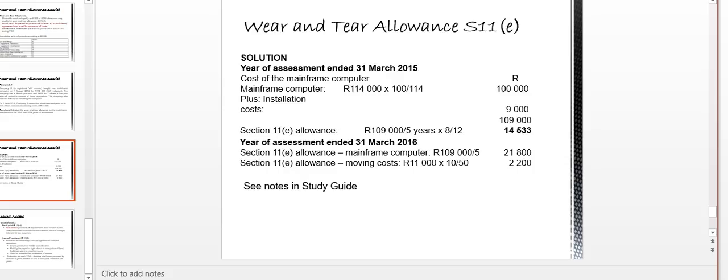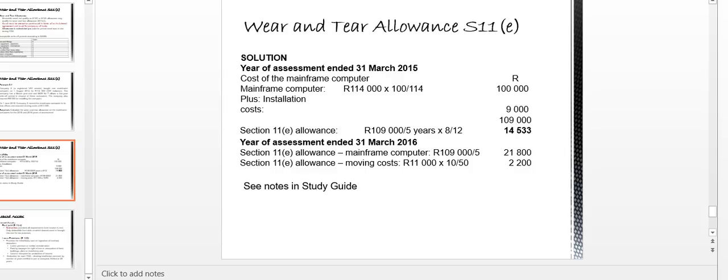Okay, and then looking at the 2016 year of assessment, what do we have? We've got the mainframe computer of 109,000 Rand. So it's the cost of this computer. Divide by 5-year write-off period. So in other words, the Section 11E allowance will then be 21,800. Okay, and then also on the moving costs, which was incurred on the 1st of June 2015 for the mainframe computer, we can claim a Section 11E allowance on that.